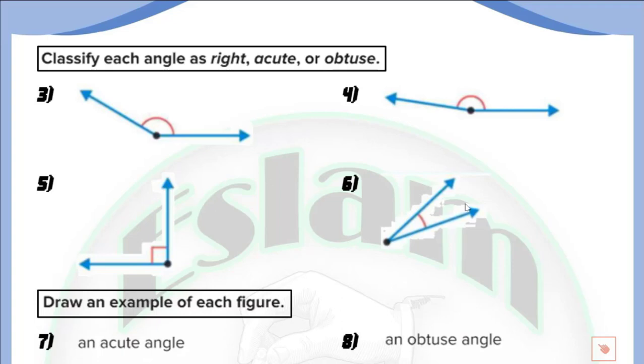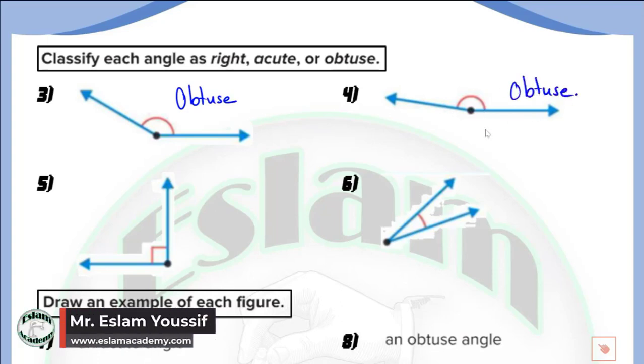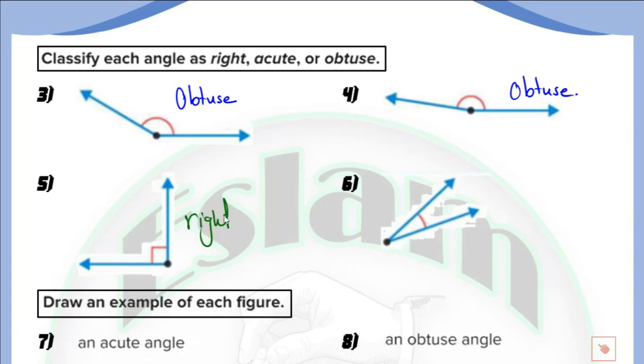In this part of the lesson, we need to classify each angle. We need to find if the angle is right, obtuse, or acute. In question number 3, the two sides are away from each other, so we have an obtuse angle. Question number 4 is the same. The two sides are away from each other, so it is an obtuse angle. But in question number 5, we have a squared corner, so it is a right angle. In question number 6, the two sides are close to each other, which means we have an acute angle.